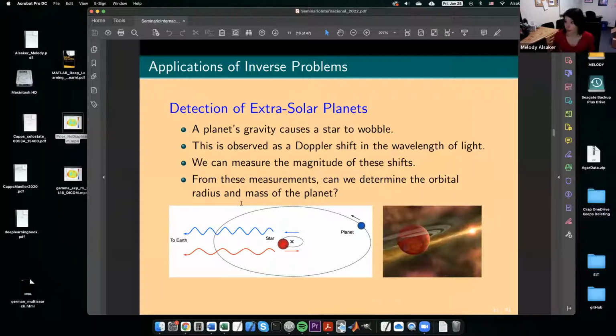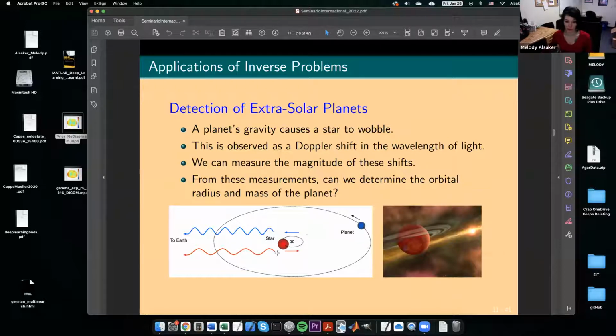The detection of extrasolar planets is an inverse problem, and this one's pretty cool. This is not related to medical imaging as much as some of the other things we're going to talk about, but it's something that's shown up in the news lately because they recently detected the first extragalactic planet, meaning a planet that is outside of the Milky Way galaxy. So how do they do this? Well, the idea is that if a planet is orbiting a star, then the planet's gravity causes that star to wobble, and this wobble is observed in a Doppler shift in the wavelength of light.